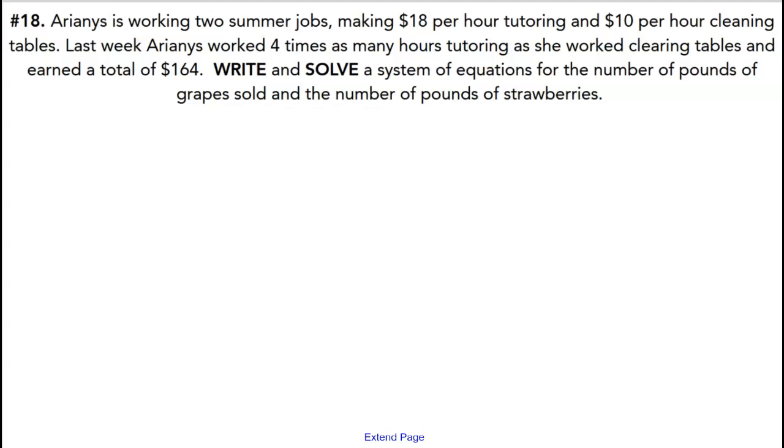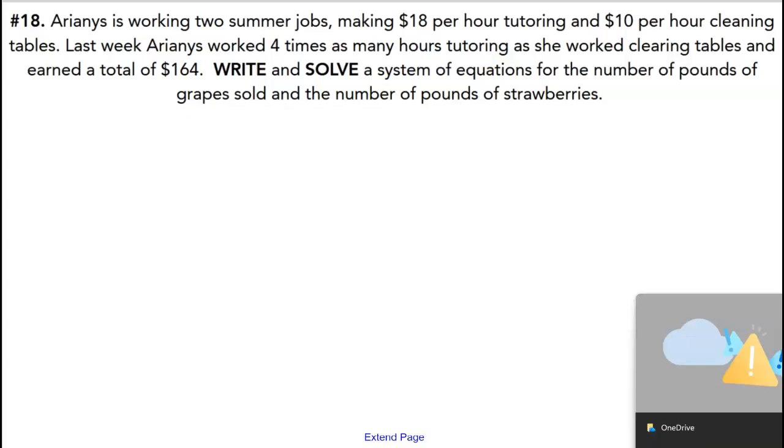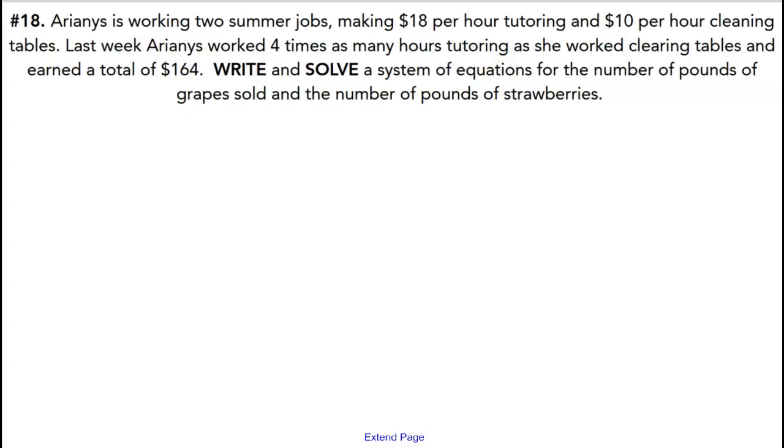Okay, number 18. Aranis is working on two summer jobs, making $18 per hour tutoring and $10 per hour cleaning tables. Last week, Aranis worked four times as many hours tutoring as she worked clearing tables. So might be a typo there. First it's cleaning, now it's clearing tables, and earned a total of $164.